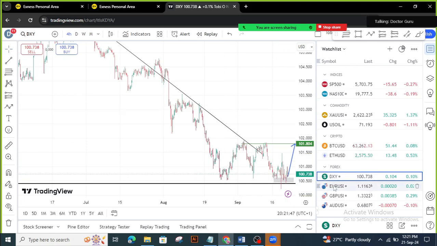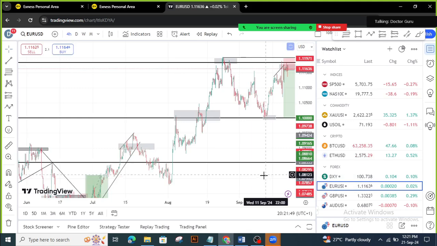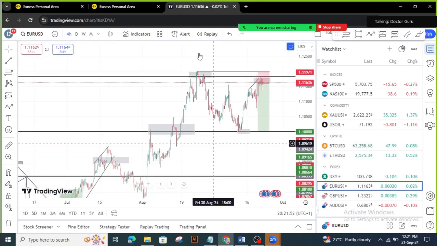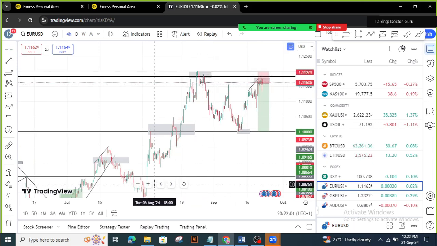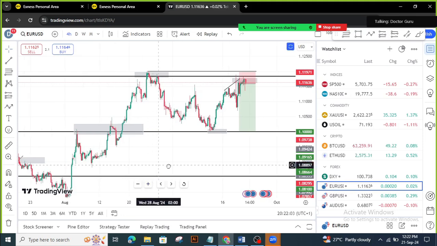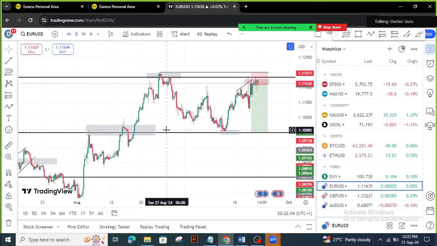If you come to EUR/USD, for example, and you check around that period, 27th of August, look at what EUR/USD was doing around that period. EUR/USD formed a head and shoulders pattern, which signifies a sell opportunity at that particular time. As you can see around here, this is 26. This is the second shoulder. That was at the second shoulder.